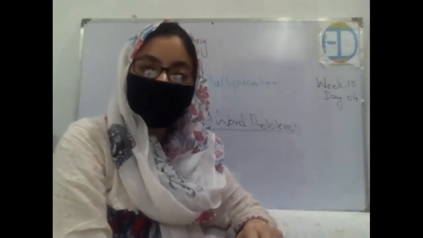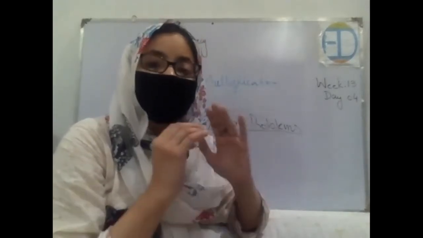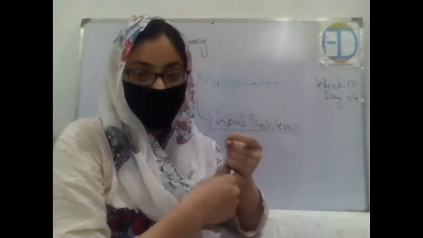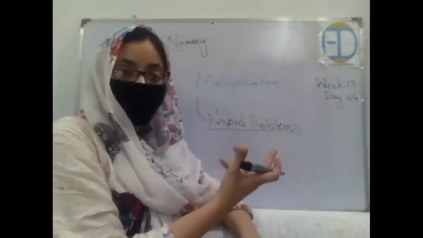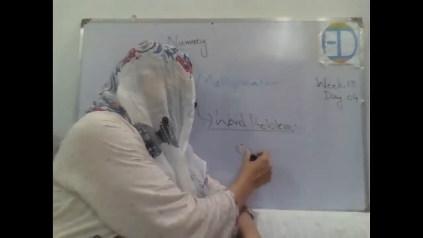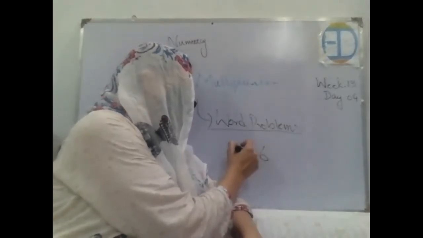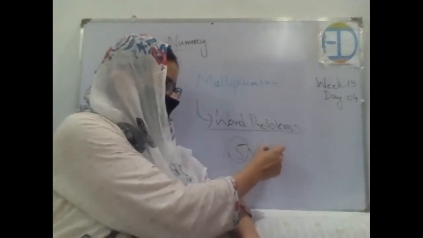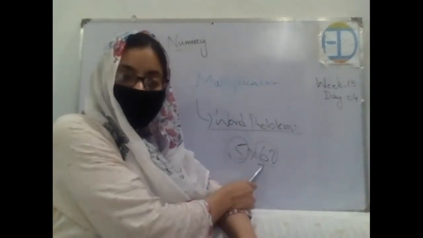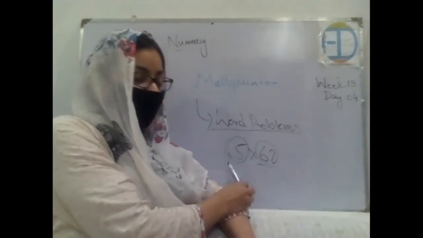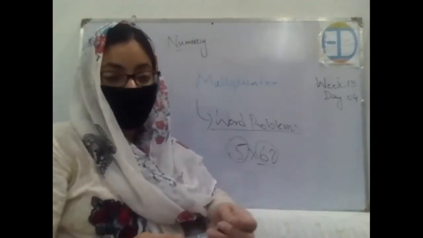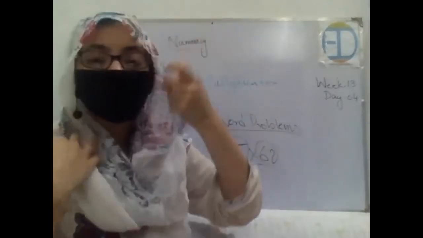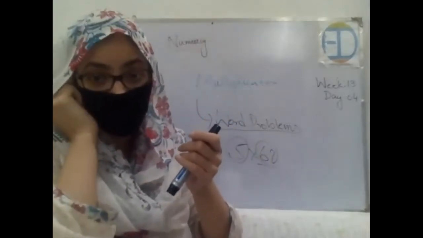So multiplication is repeated addition, and basically we add the same number to itself as many times as required, right? Let's say if I ask you to multiply 5 with 6, this means that I ask you to add 5 to itself how many times? 6 times, right? So this number tells us how many times we are supposed to add it, and this is the number which we are supposed to add. So I'll be adding 5 to itself 6 times. So this is known as repeated addition, right?